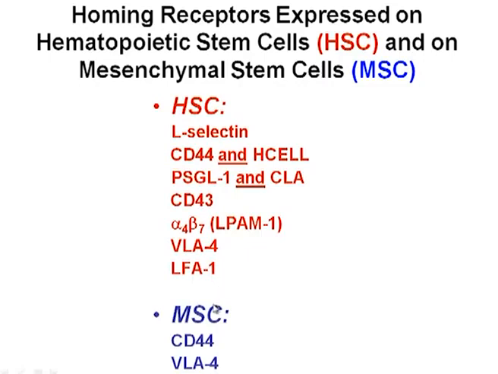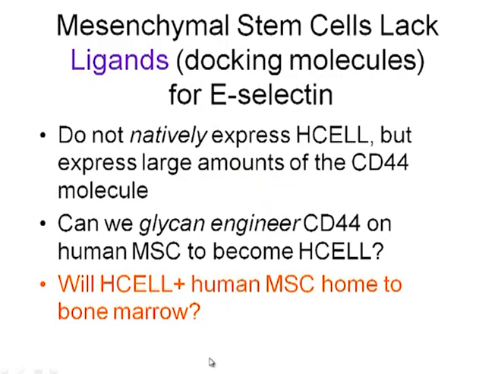However, if you look at mesenchymal stem cells, they only express 2 homing receptors, and 1 out of the 2, as I've mentioned before, the VLA-4 molecule, is a very poor homing receptor. It needs to be activated for it to function as a molecular brake. The other one is CD44 that can bind hyaluronic acid. However, it lacks all of these other homing receptors. Importantly, it lacks E-selectin ligands. So, just in review, mesenchymal stem cells lack ligands for E-selectin. They can't dock on the E-selectin molecule. They do not natively express HCELL, but express large amounts of the CD44 molecule.